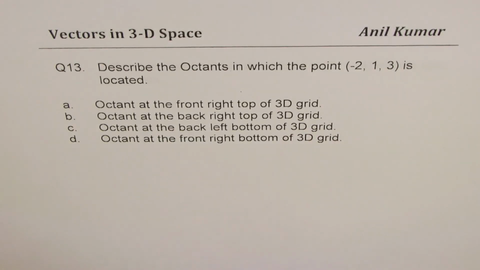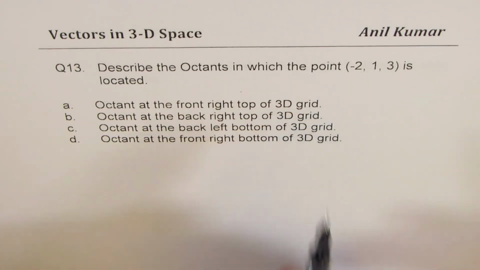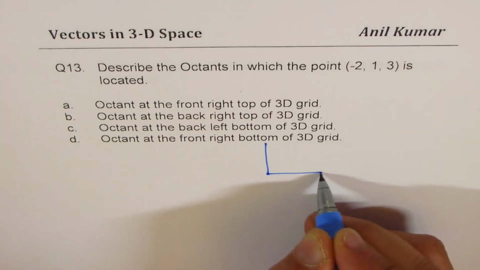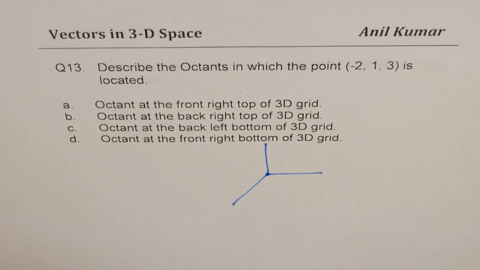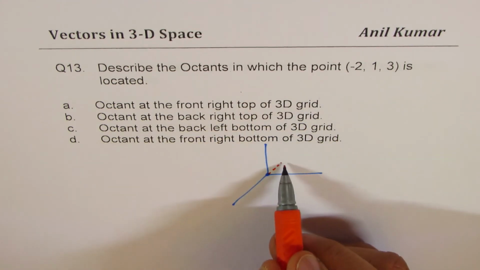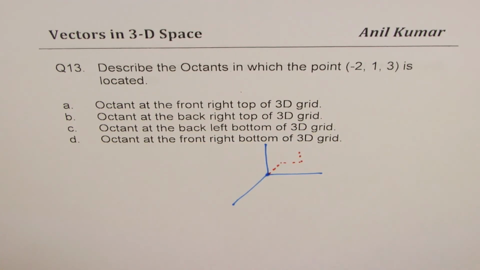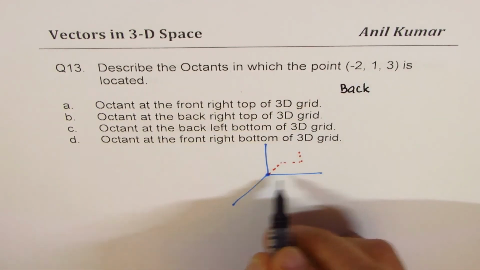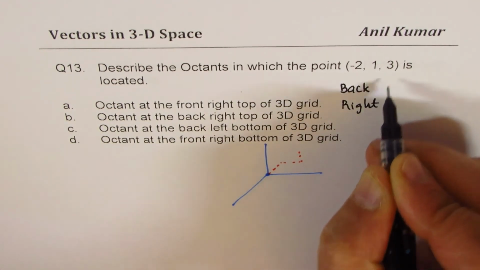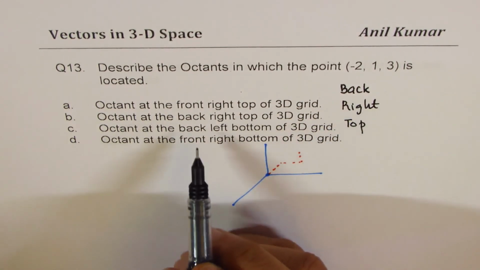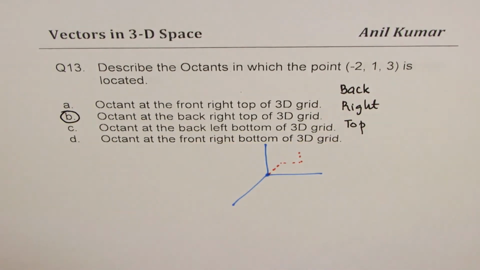Question number 13 is: describe the octant in which the point (-2, 1, 3) is located. So let's look into this. We're talking about a point which is in R3. The location is -2, so you're going back. That is your -2 position. The 1 means you're coming right and then the 3 means going top. So -2 means back, 1 means right, and 3 means top. So that is the octant's position: back, right, top, which is option B. Perfect.